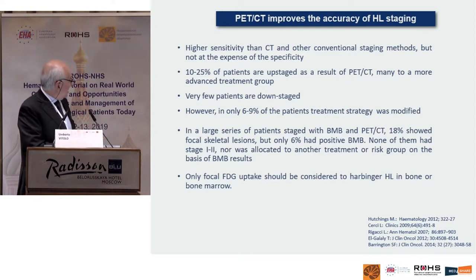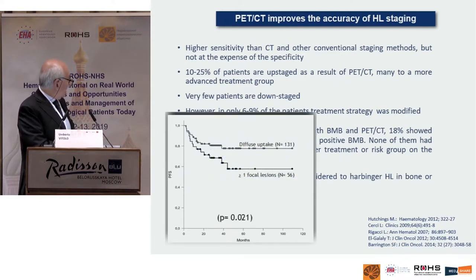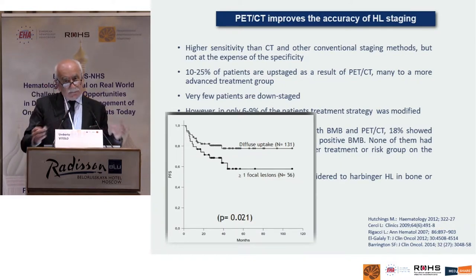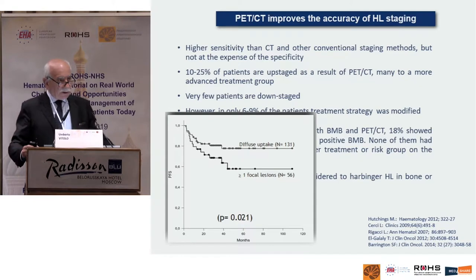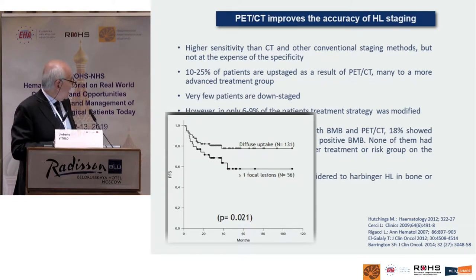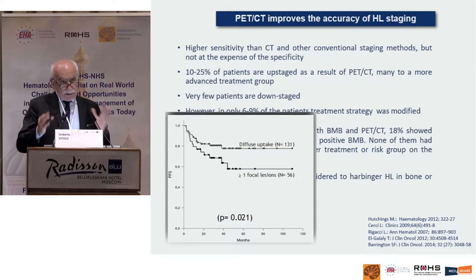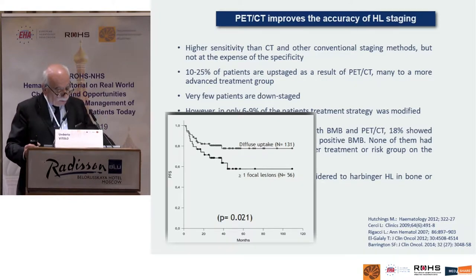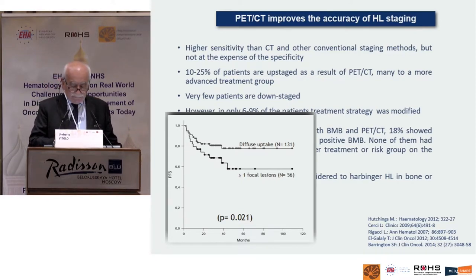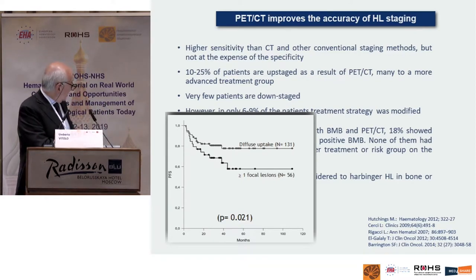You can see that there is a difference in the PET-CT findings in the bone, because if you have a diffuse uptake, it's not considered involvement of the bone marrow by Hodgkin, and if you have one or more focal lesions, this is considered an involvement of bone marrow, and you can see the prognosis is different between diffuse uptake or focal lesion.